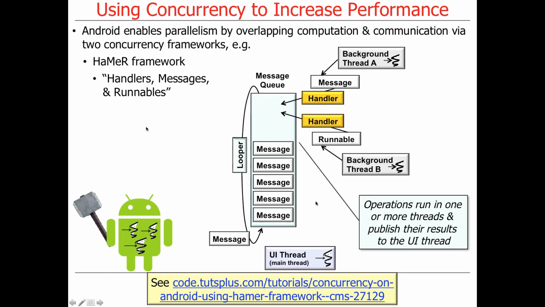The basic idea of the HaMeR framework is to allow operations to run in one or more background threads where they can block and be mapped to multiple cores and not interfere with each other, and then publish the results of the background computation in the user interface thread. We'll talk a lot later about why they have to do that in Android, but that's a very common approach. In this model, you program the threads specifically by using Java threads. They do stuff in the background, and then when they're done, they push the results back to the user interface thread through a queue, and then the user interface thread displays them. So that's one way of doing things in Android.